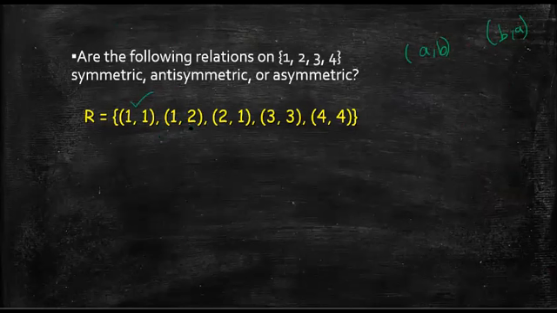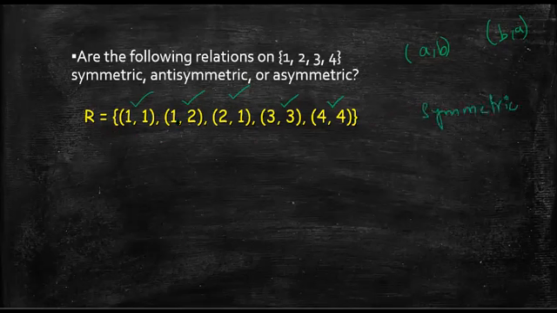Then the next element is (1, 2). If A is 1, B is 2, then we should have (2, 1) in our set. So we have (1, 2) and we also have (2, 1). Now for the element (2, 1), (1, 2) should be there in the set. It is there. So we can proceed with the next element (3, 3). If (3, 3) is A, B, then B, A will also be (3, 3). So this is also present in the set. And in the same way with (4, 4). So for all the elements A, B, B, A is also present in the set. So this set is symmetric.